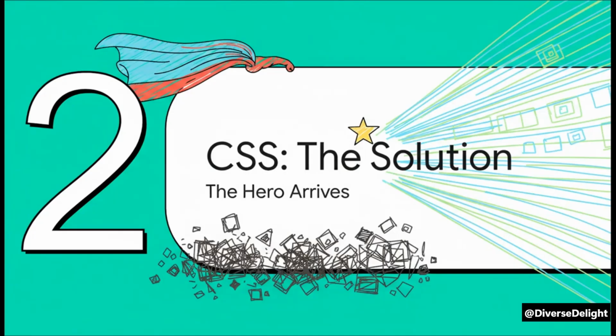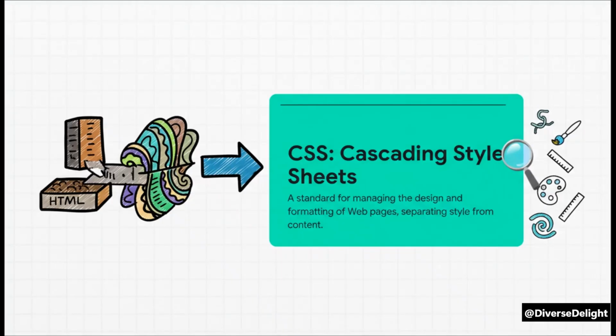So the web had a serious problem on its hands, and to fix it, this group called the World Wide Web Consortium, we just call them the W3C, basically sent in a hero, and that hero was CSS. CSS stands for Cascading Style Sheets, and its entire purpose was to fix HTML's identity crisis. It created this beautiful separation of powers. HTML could go back to doing what it does best, structuring the content, while CSS would now be in charge of everything related to visual style.